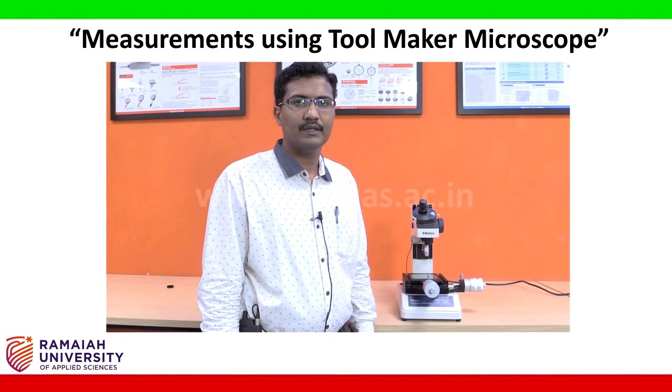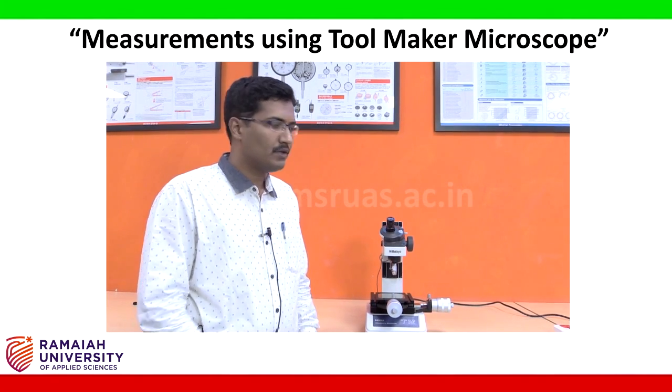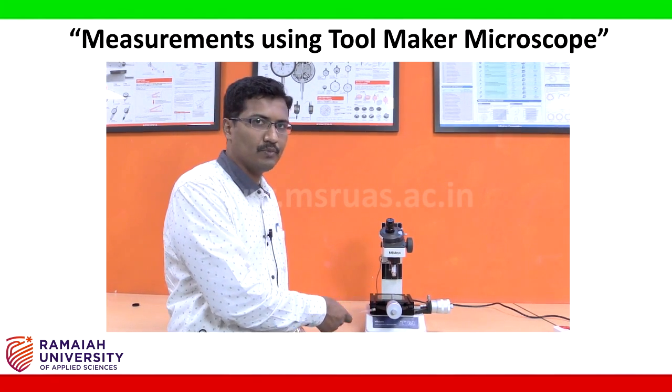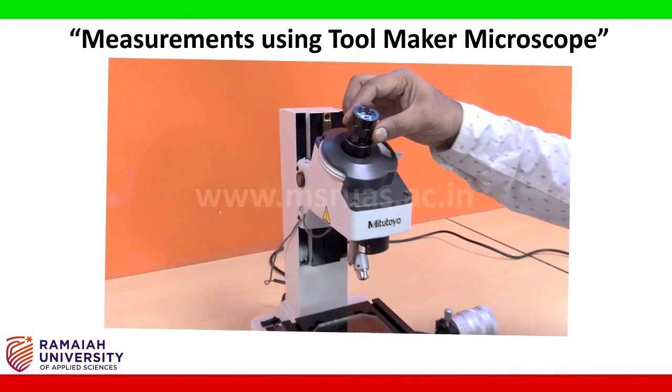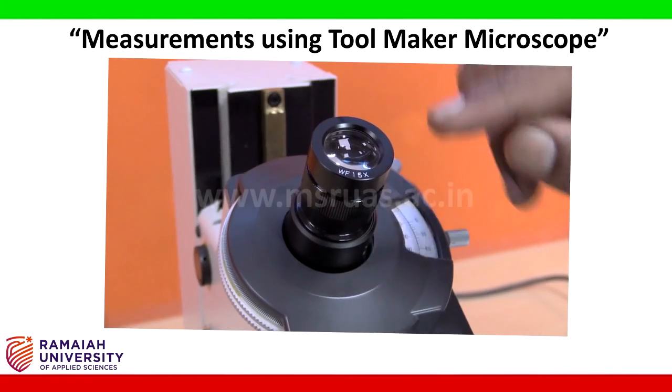Hi students, the name of the experiment is Measurements using Toolmaker's Microscope. The aim of this experiment is to measure dimensions like length, angle using Toolmaker's Microscope. Now let us understand the different parts of a Toolmaker's Microscope. This is the eyepiece. It is having a magnification of 15x.